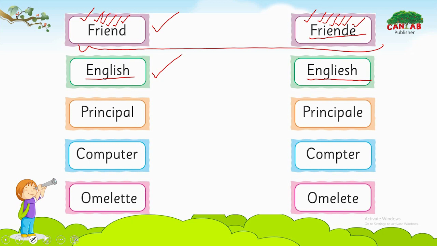Now coming towards our third word, principal. P-R-I-N-C-I-P-A-L, principal. And here in the second option, P-R-I-N-C-I-P-A-L-E, principale. So the right one is principal. Yes. Then which of the two of the remaining is the right one?